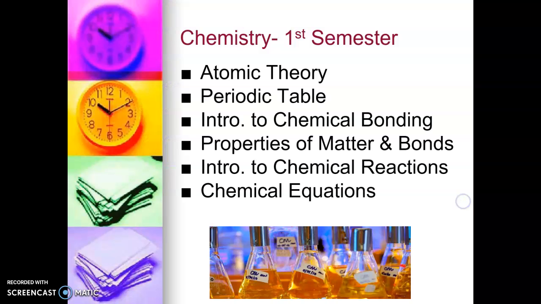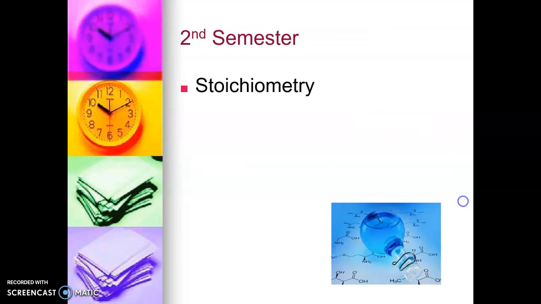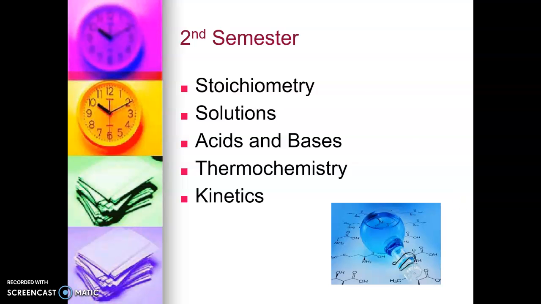So the units of study for first semester include atomic theory, periodic table, introduction to chemical bonding, properties of matter and bonds, introduction to chemical reactions and chemical equations. Second semester, we will study stoichiometry, which is my personal favorite unit, solutions, acids and bases, thermochemistry, kinetics, and gases.